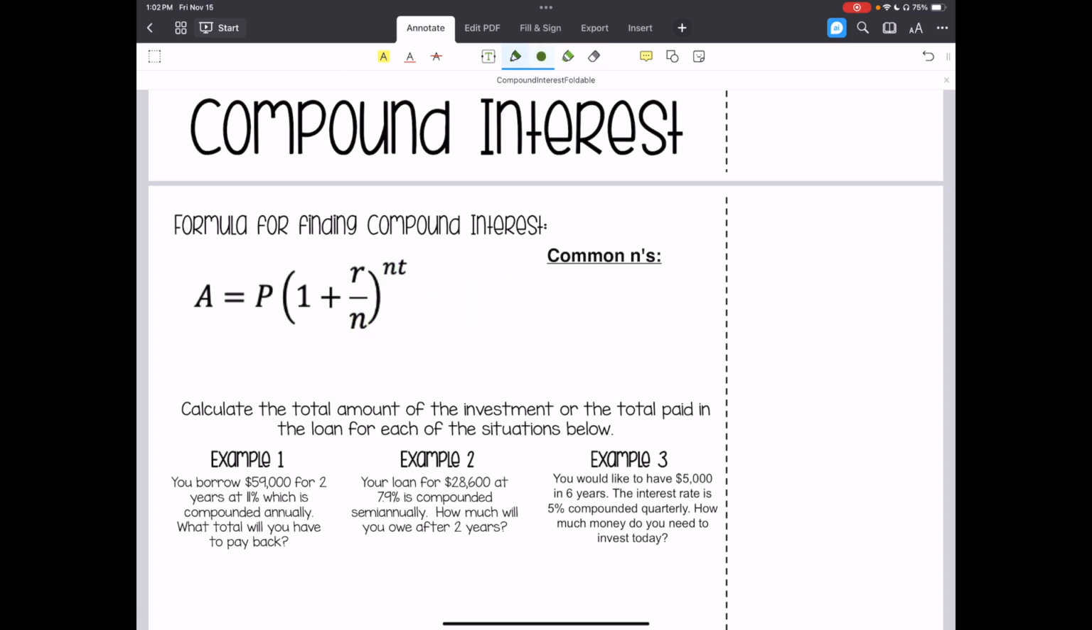So let's go through and define what each of these variables mean. A is just going to be our final amount. P is our principal amount, or what we call the starting amount. R is rate. T is time. And the N is the times that your interest gains interest. So that's what we call the number of times compounded.